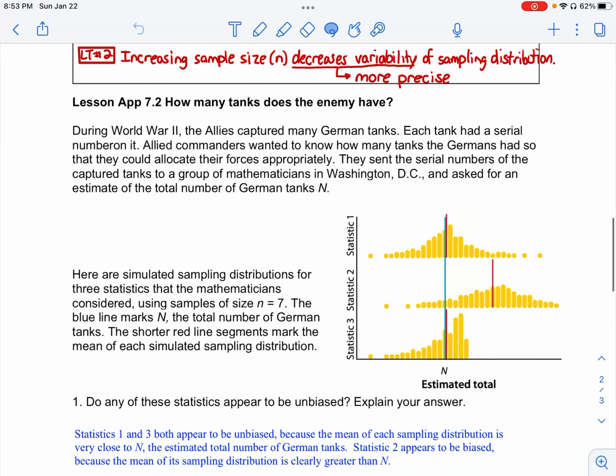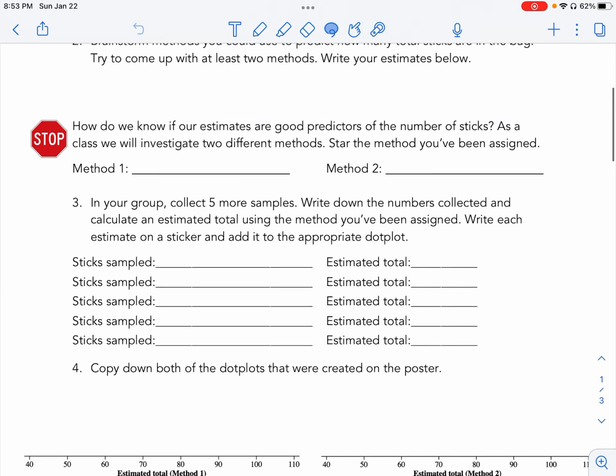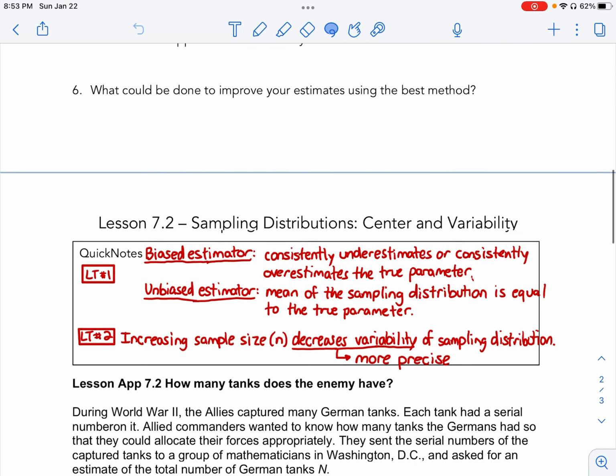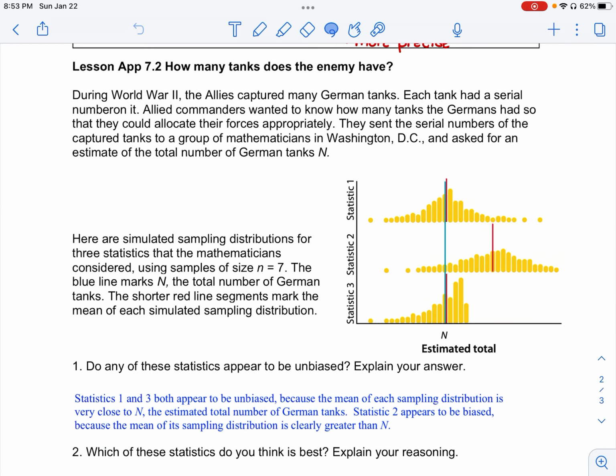Okay, so here is the check for understanding on the popsicle stick lesson up here. We just did this. This question is about World War II. As the Allies captured German tanks, they were trying to determine how many tanks the Germans had so that they could plan. They were capturing the tanks and looking at their serial numbers, trying to figure out how many tanks were out there.